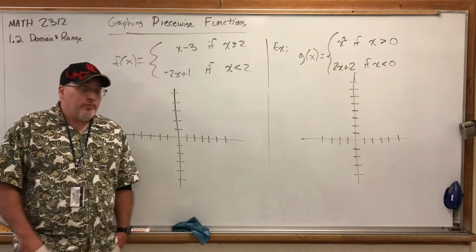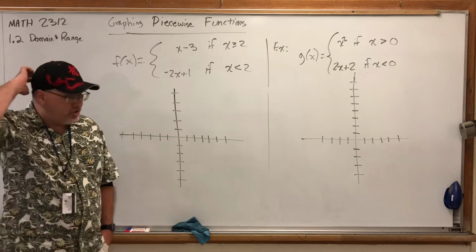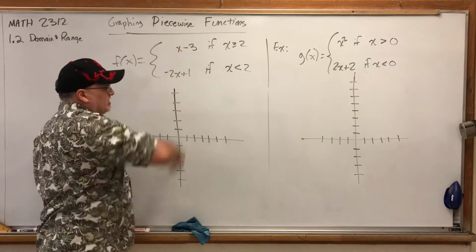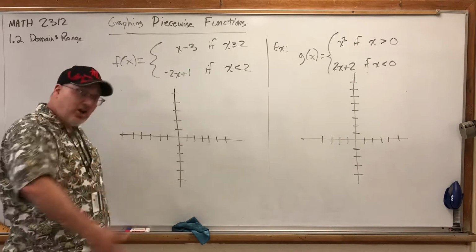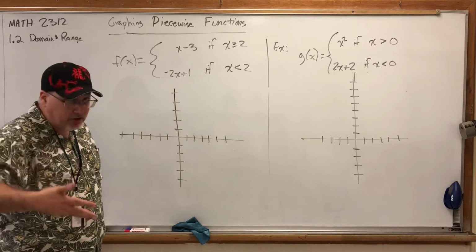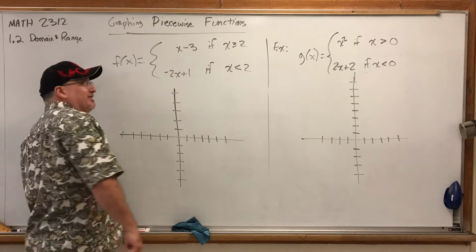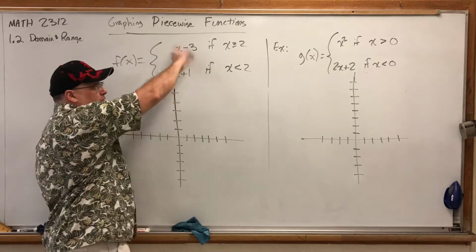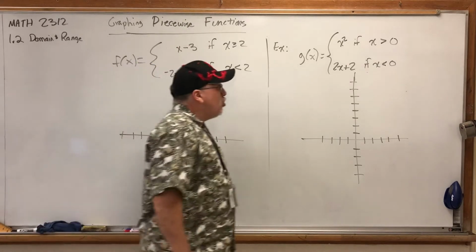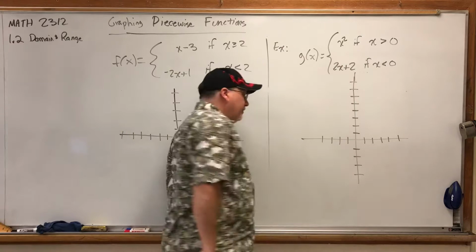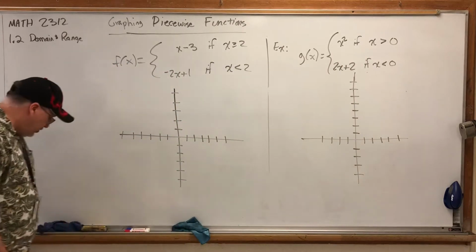Well, I'm going to work on the presumption that you can graph a regular function. For example, f of x equals x minus 3, either by generating and connecting dots, or by recognizing things like this is in slope-intercept form, and I can take advantage of that, or by recognizing that this is a parabola. But how do you graph a piecewise function?